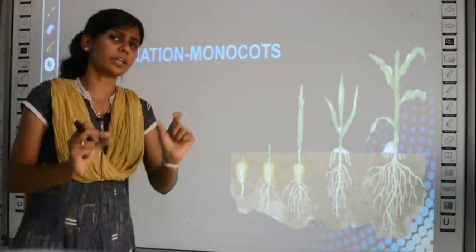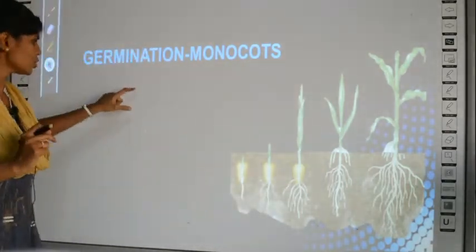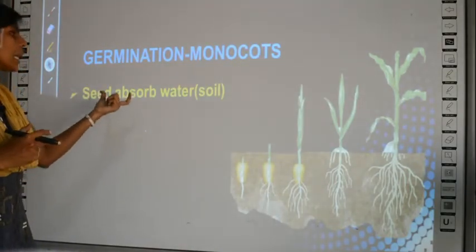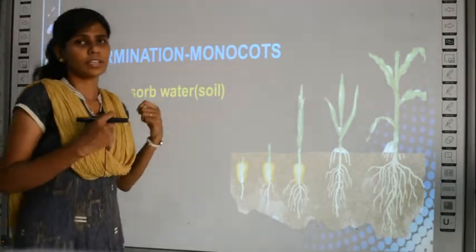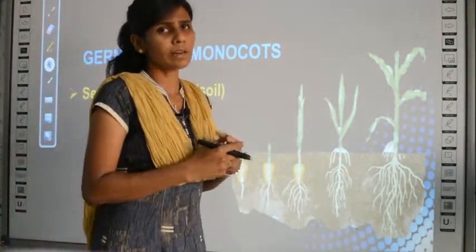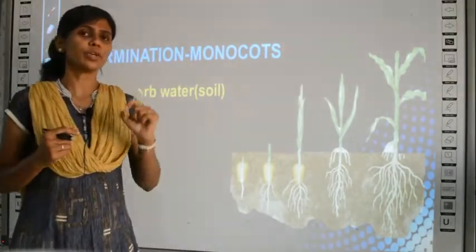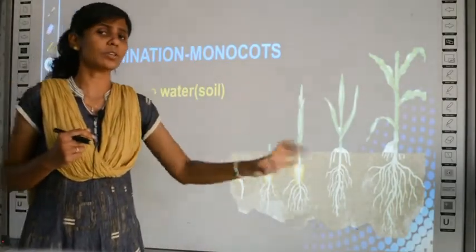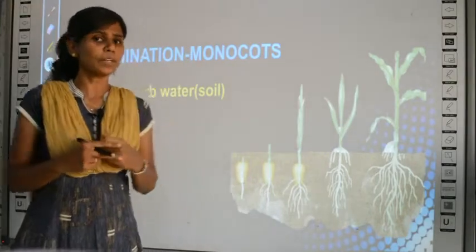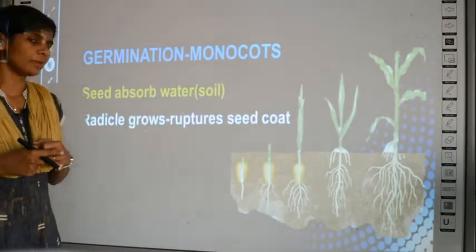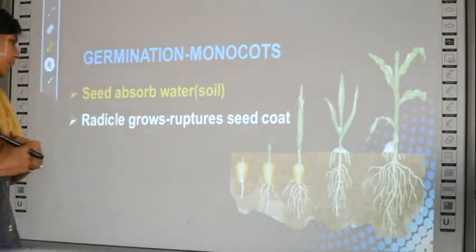Suppose you put a monocot seed into soil, what will happen? The seed will absorb the water. So when you pour water onto the soil, the seed will absorb the water. This is the first step. Whenever you put a monocot seed into the soil, it will absorb the water surrounding it, if it is available. Once it absorbs the water, what will happen?